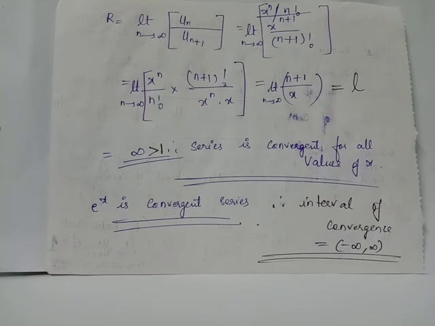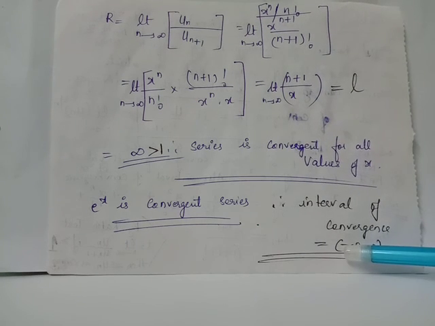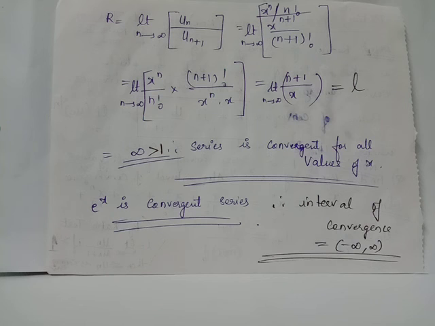In other words, the interval of convergence for e raised to x, which is an infinite series of the form summation x^n by n factorial, will be the complete real line, which is open minus infinity to open positive infinity. Thus, we observe that e raised to x is an everywhere convergent series.